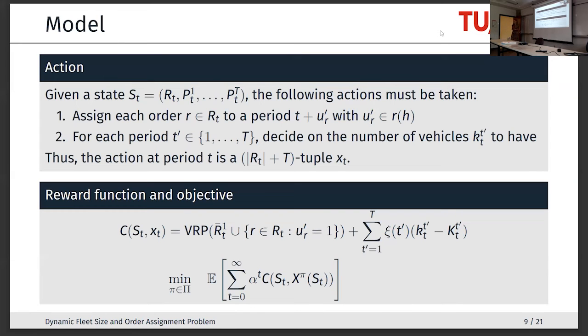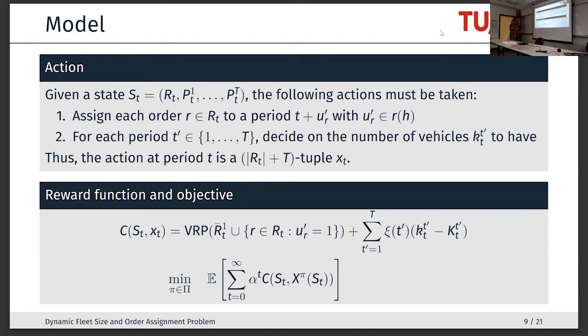Then for each state, we need to take an action, multiple actions. First of all, we need to assign each new incoming order to a day within its delivery horizon. And then for each day in the planning horizon, we need to decide on the number of vehicles that we want to have. So our action at period t is a vector with a flexible, varying size from state to state because it depends on the number of orders plus the number of decisions regarding the number of days that you have in your planning horizon.